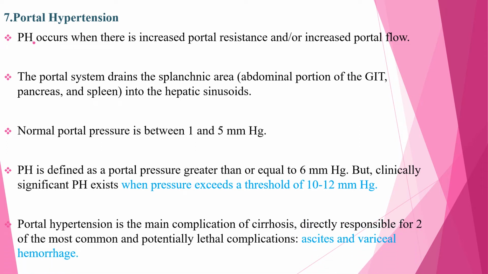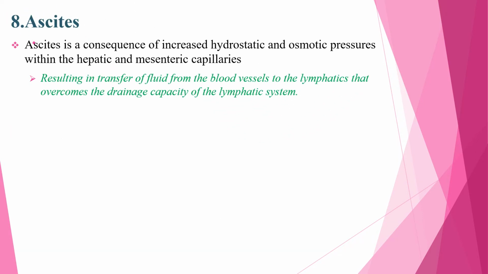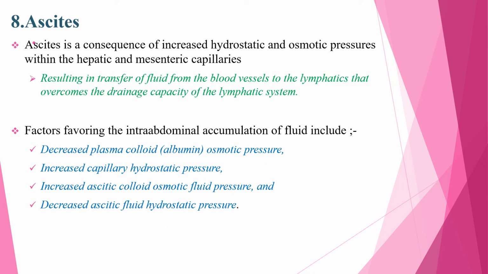Portal hypertension is the main complication of cirrhosis, directly responsible for two of the most common and potentially lethal complications, ascites and variceal hemorrhage. The other is ascites. Ascites is a consequence of increased hydrostatic and osmotic pressures within the hepatic and mesenteric capillaries, resulting in transfer of fluid from blood vessels to the lymphatics that overcomes the drainage capacity of the lymphatic system. Factors favoring the intra-abdominal accumulation of fluid include decreased plasma colloid osmotic pressure, increased capillary hydrostatic pressure, increased ascitic fluid colloid osmotic pressure, and a decreased ascitic fluid hydrostatic pressure.